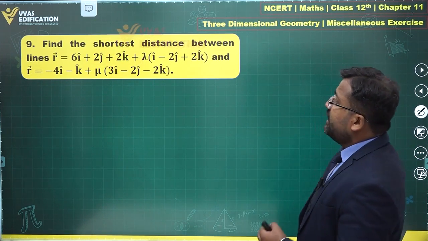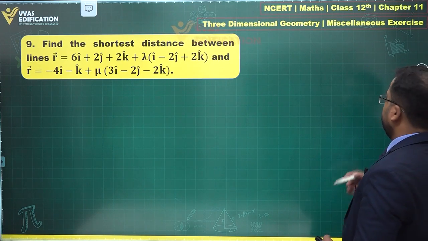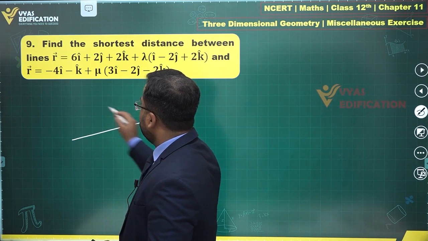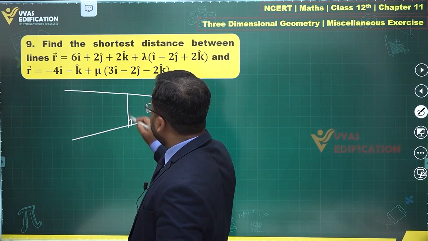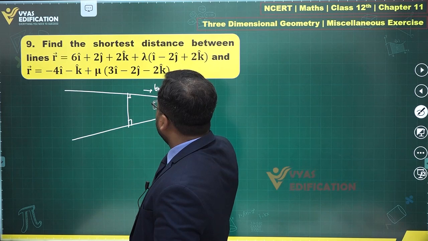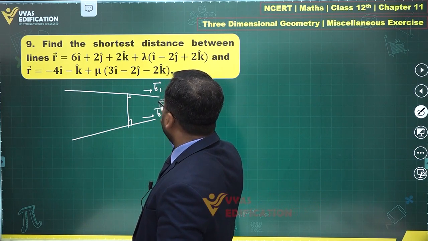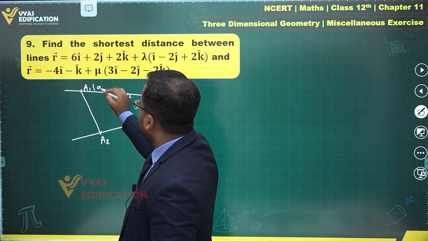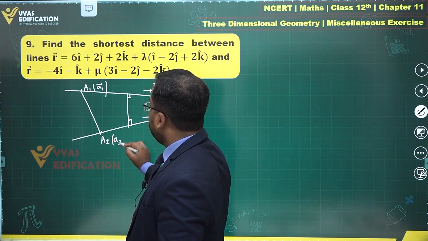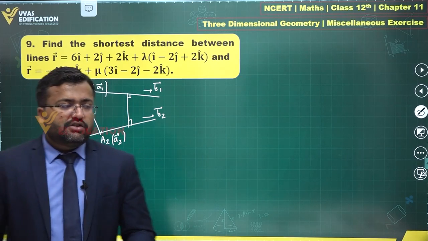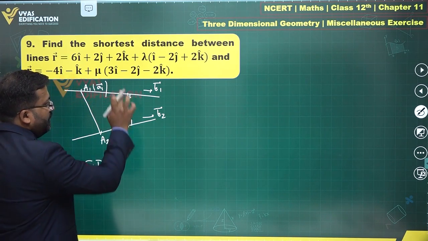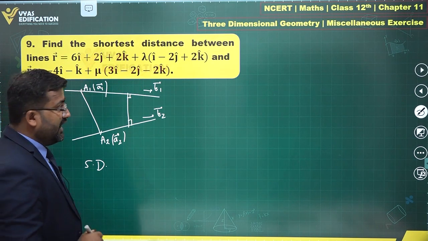Question number 9 says, find the shortest distance between lines this and this. Okay. Shortest distance is not at all difficult. We can always find the shortest distance using a simple result, which says, okay, this is b1 vector, this is b2 vector, this is some point a1 and this is some point a2, having a1 vector and a2 vector as the position vectors. So the shortest distance will be the component of this a1 a2 along the perpendicular of b1 and b2.